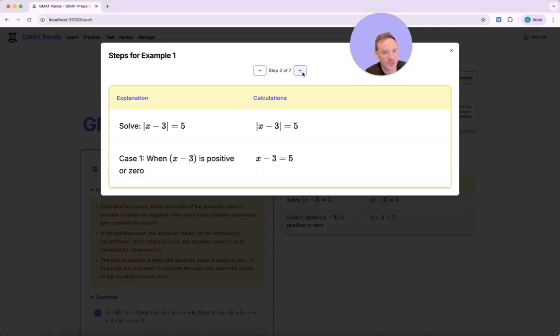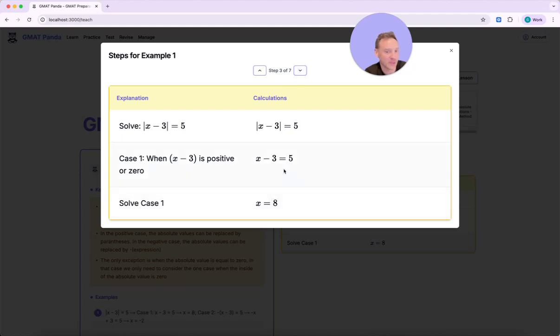So we consider a first case when it's positive. So here we assume it's positive and we act like it is. In that case, if the whole thing x minus 3 is positive, then the absolute value of that is just itself. We can get rid of it. And then we solve normally to get x equals 8.